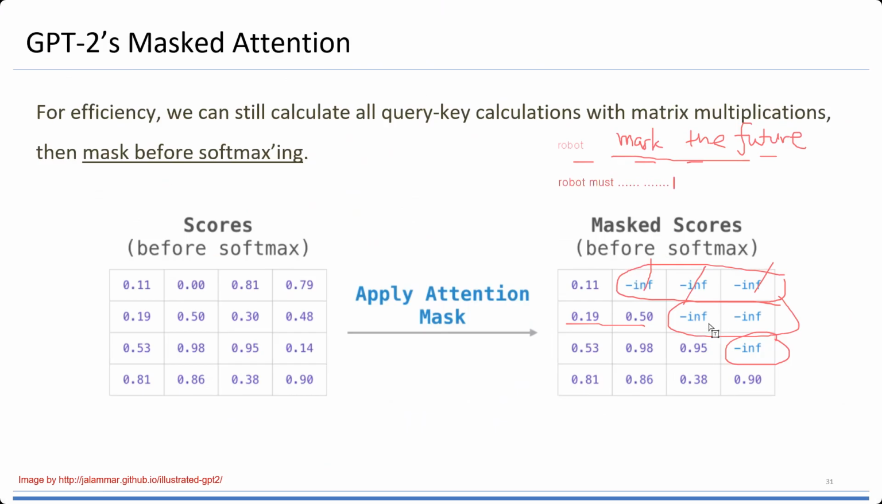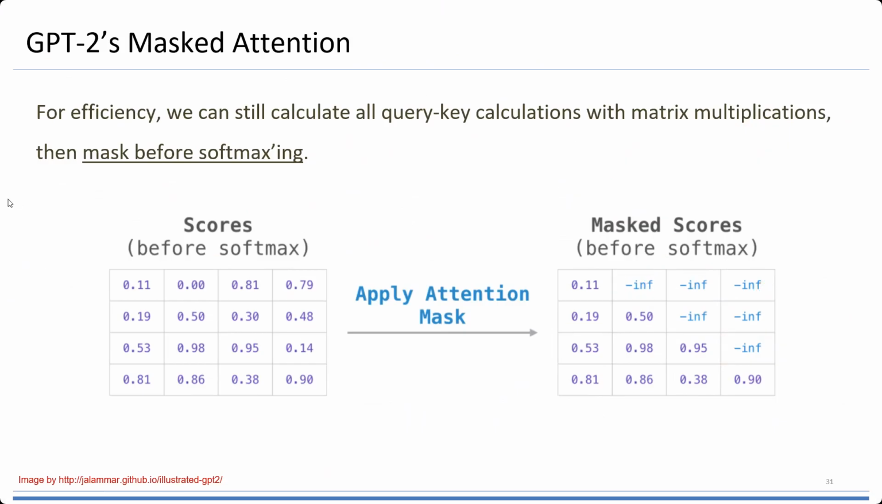So this is the second row. The third row is robot must obey. And then the last row, row number 4, means robot must obey orders. By giving these infinite or very high negative values, we call this masking. We assume that we are going to predict the next one.